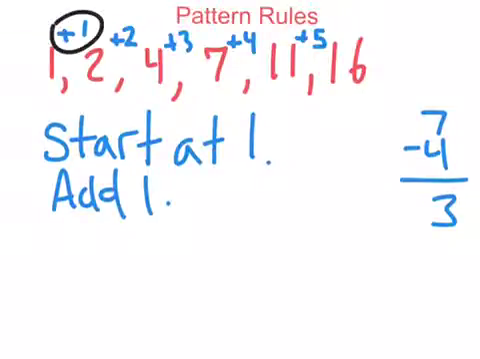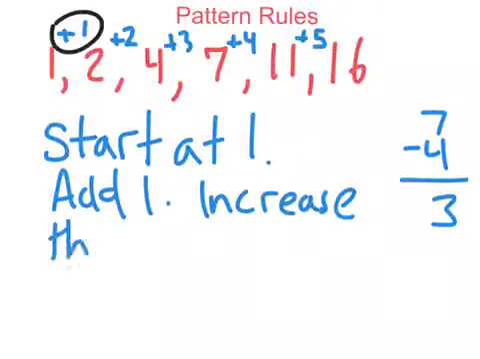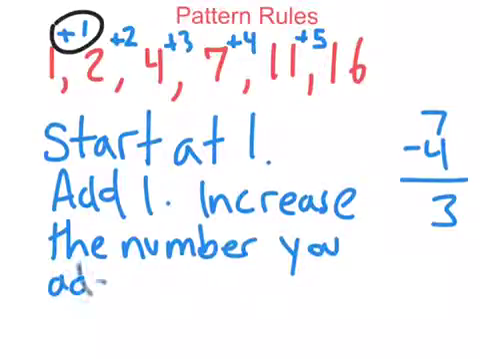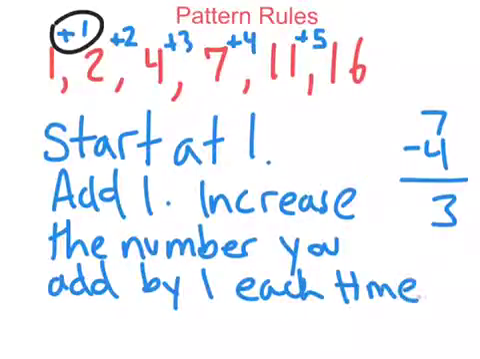But now you'll notice that the numbers we add keep growing. They keep growing by 1. So from 1 to 2 to 3 to 4 to 5, they keep growing by 1. So we write that like this. Increase the number you add by 1 each time. So I tell you where to start. Start at 1. And then I say what you have to do. You have to first add 1. That's what we did right here. Then you increase the number you add by 1 each time.